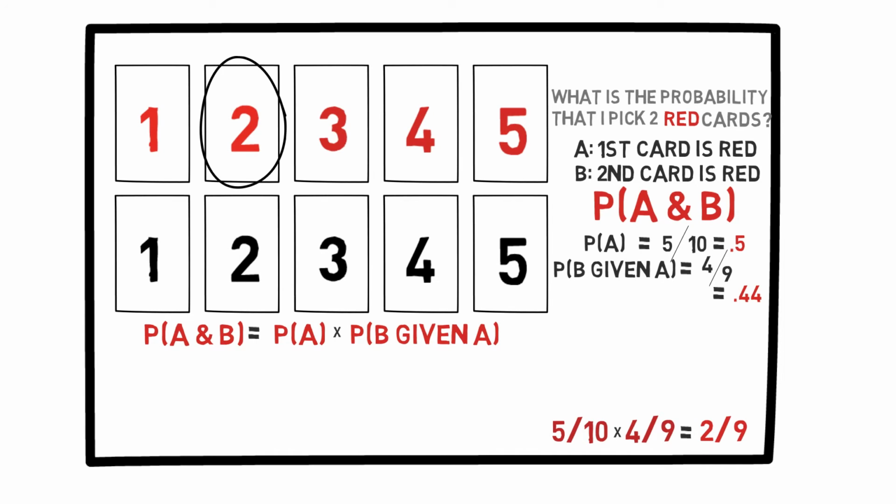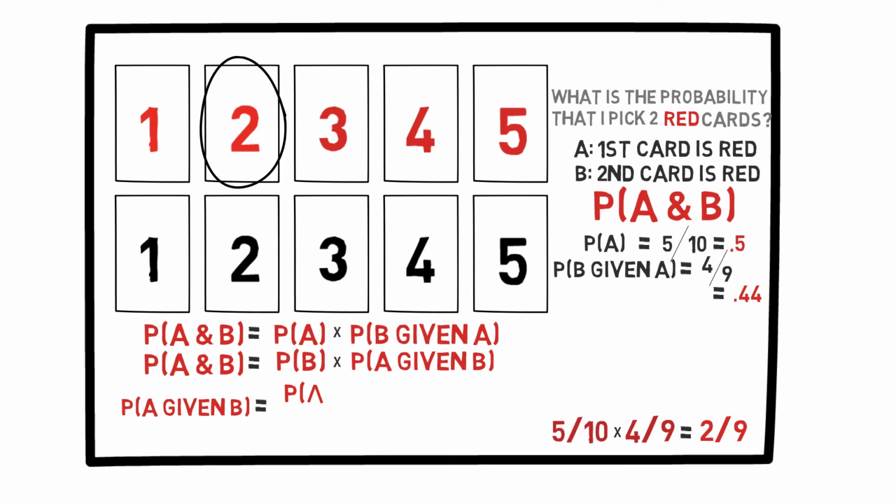We can also use this the other way around. So the probability of A and B is also the probability of B times the probability of A given B. Lastly, we can rewrite the formula as the probability of A given B is the probability of A and B divided by the probability of B. This is the formula that is used most often when introducing the concept of conditional probability.